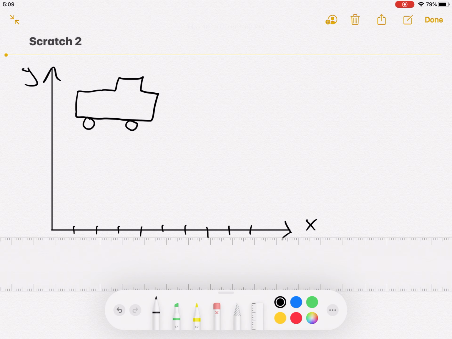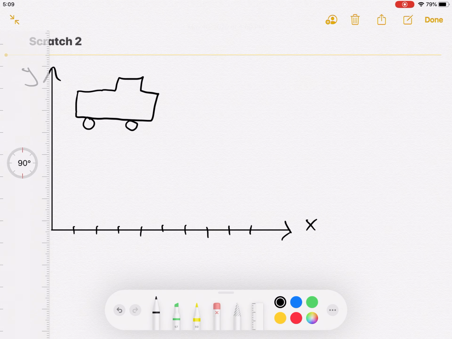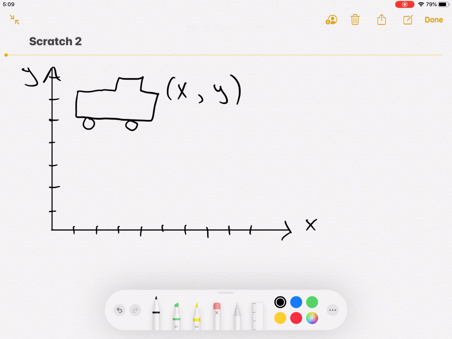All right, and I could use that same ruler vertically to make some tick marks. I think I missed the first one, but that's fine. It doesn't really matter all that much. Okay, great. So x and y axes. Now I can talk about where that car is, right? I could assign some x and y to it. In fact, I could call them x1 and y1. Great.